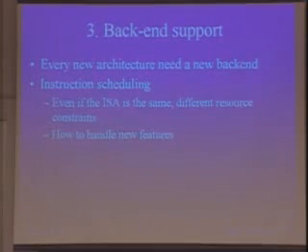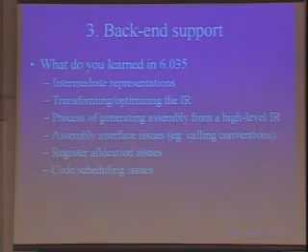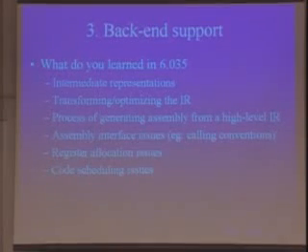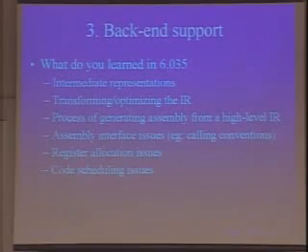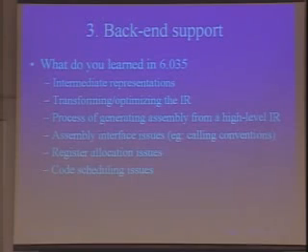And what that means is every architecture is a little bit different, and how to take advantage of those differences, generate the right code, generate optimal code, stuff like that. And in here, we learned a lot about that. We learned about intermediate representations, doing a lot of different optimizations, issues like assembly interfaces, register allocation issues, code scheduling issues, calling conventions, stuff like that. All those things come into play.